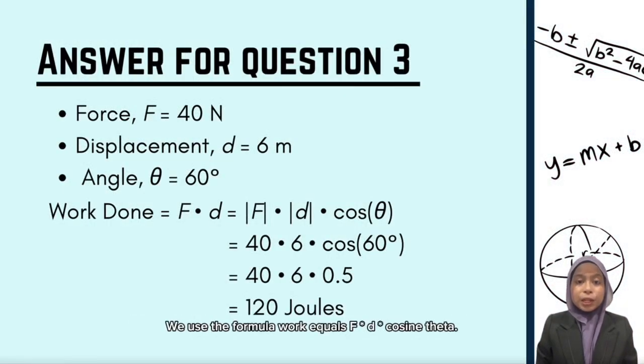We use the formula work equals F times D times cosine theta. Substitute the values: 40 times 6 times cosine 60 degrees. Cosine 60 degrees is 0.5, so the calculation becomes 40 times 6 times 0.5 equals 120 joules. That means the student did 120 joules of work to pull the bag forward. Even though the force applied was 40 newtons, only the part in the direction of motion actually caused the movement.